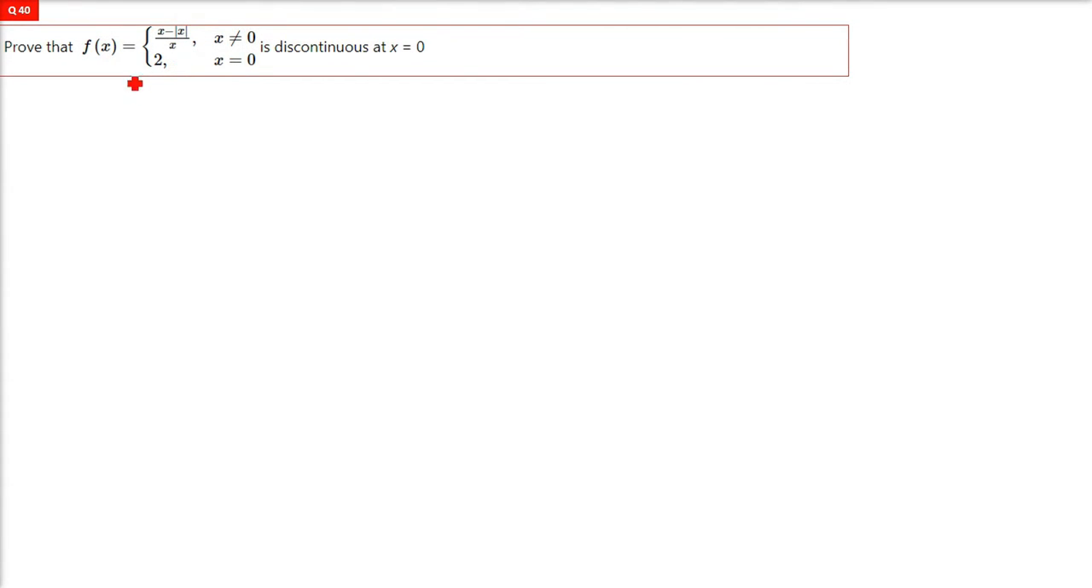Prove that f(x) equals this is discontinuous at x equals 0. So f(x) is x minus mod x divided by x at x equals 0. At x equal to 0, f(0) is already given as 2. This is already given in the question, so you don't need to check for that. You just have to see the left hand limit and right hand limit.